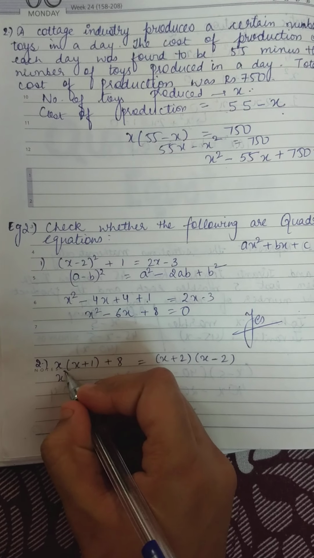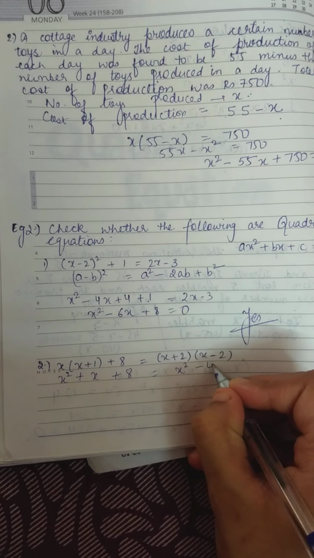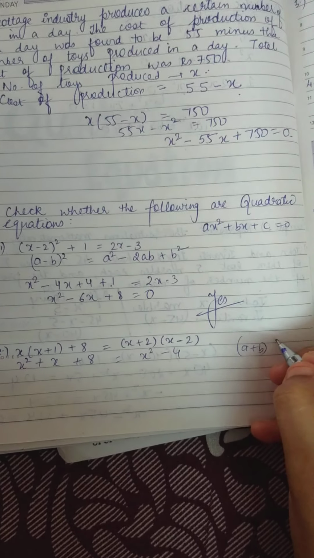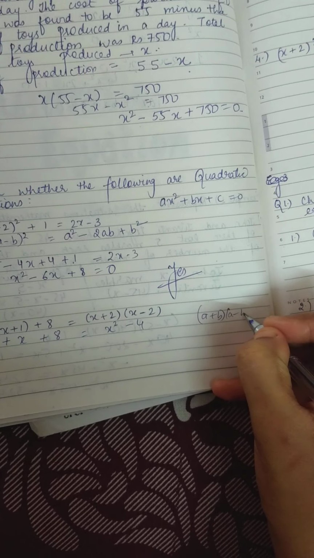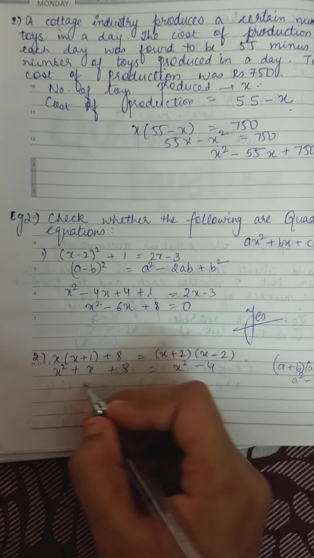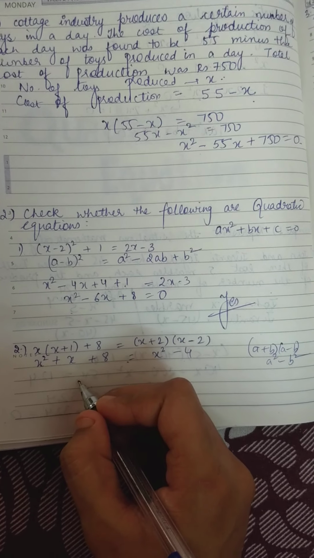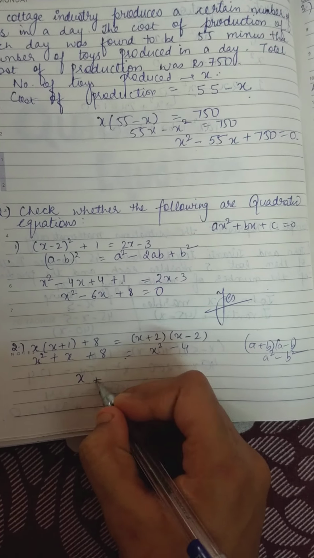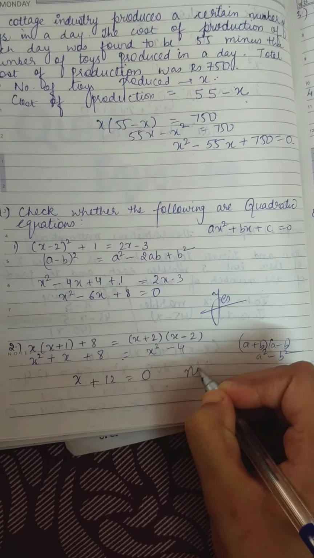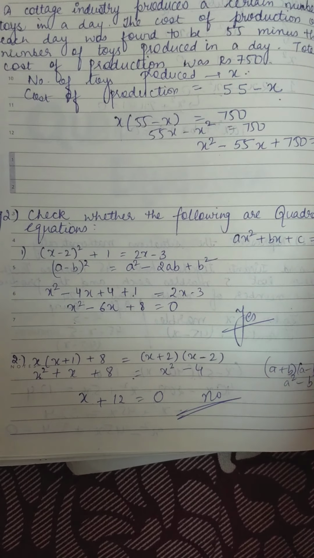Now simplify. x square minus, a plus b into a minus b is a square minus b square. So I have written a square minus b square. Now x square will come here, x square minus x square will become 0. x plus 12 is equal to 0. So since it is not in the form of ax square plus bx plus c, it is not a quadratic equation, it is a linear equation.